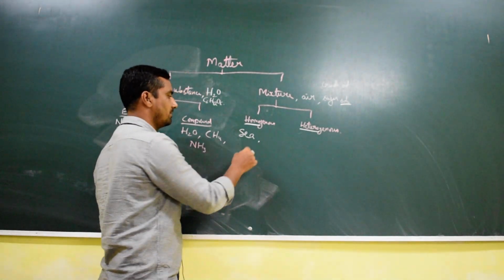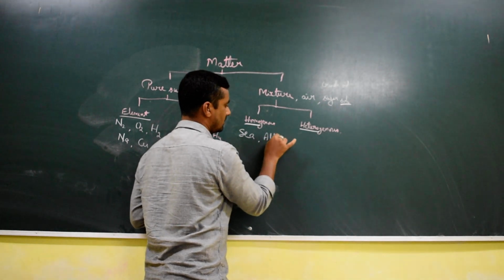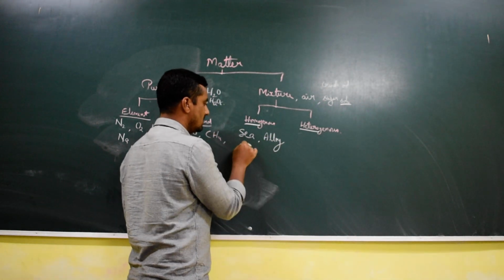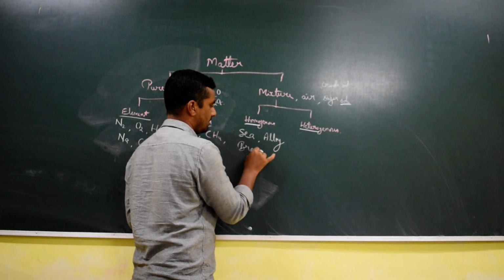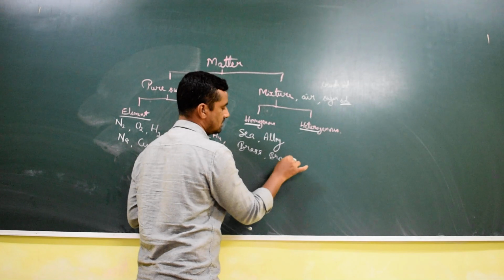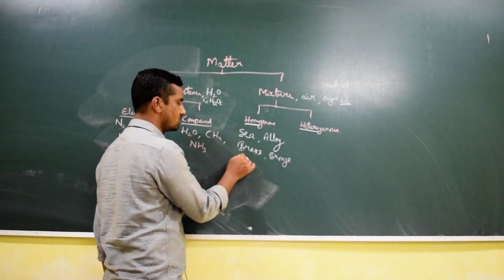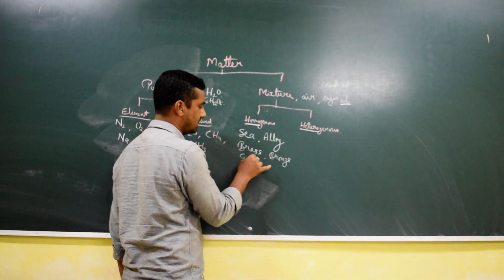I will give one more example, sea water. And then in terms of alloys, brass is an alloy, bronze is an alloy. The composition for this one is copper and nickel.